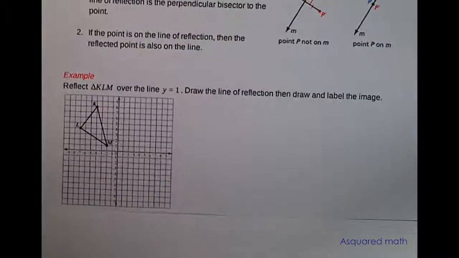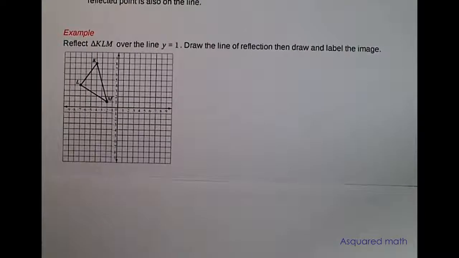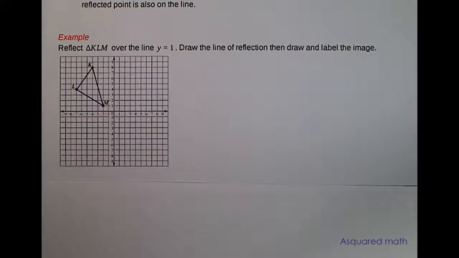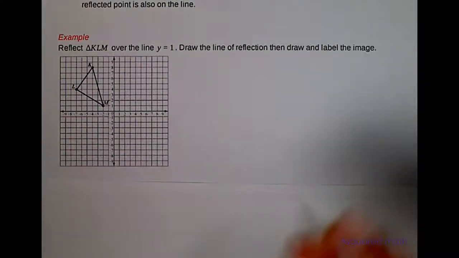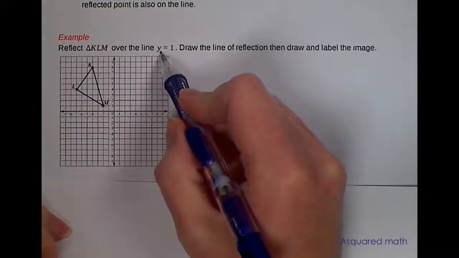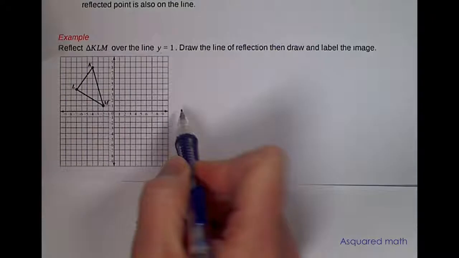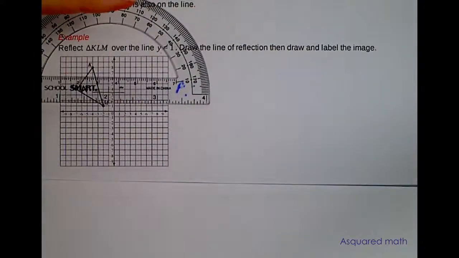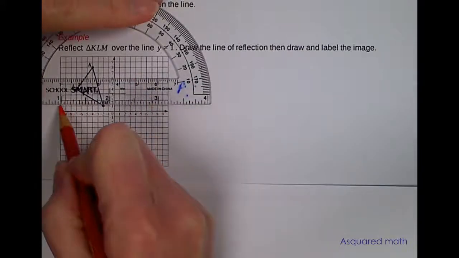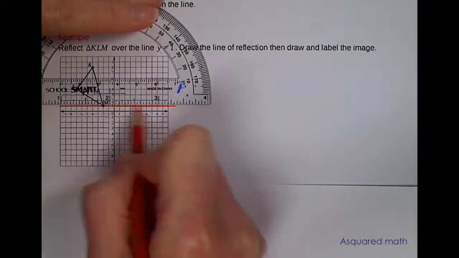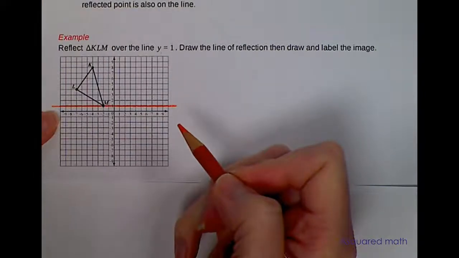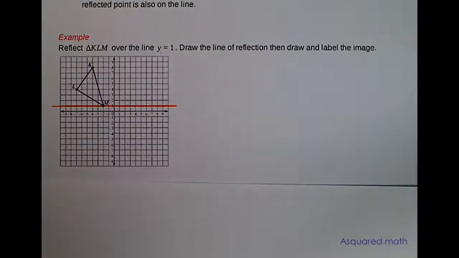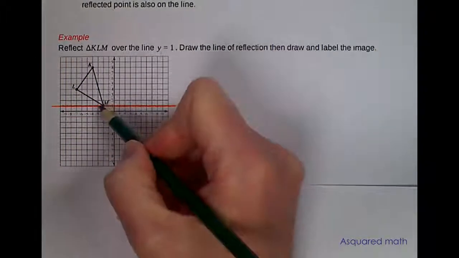The first one is we have triangle KLM, and we want to reflect it over the line y equals 1. So they want us to draw in the line of reflection and then draw the reflected image. So let me get a straight edge here. We are going to locate y equals 1. Y equals 1 is a horizontal line, so let's go ahead and sketch that in. And we will have a line right here. So that's the line we're going to reflect over. That's where we are taking our mirror point at. And every point is going to reflect about this.